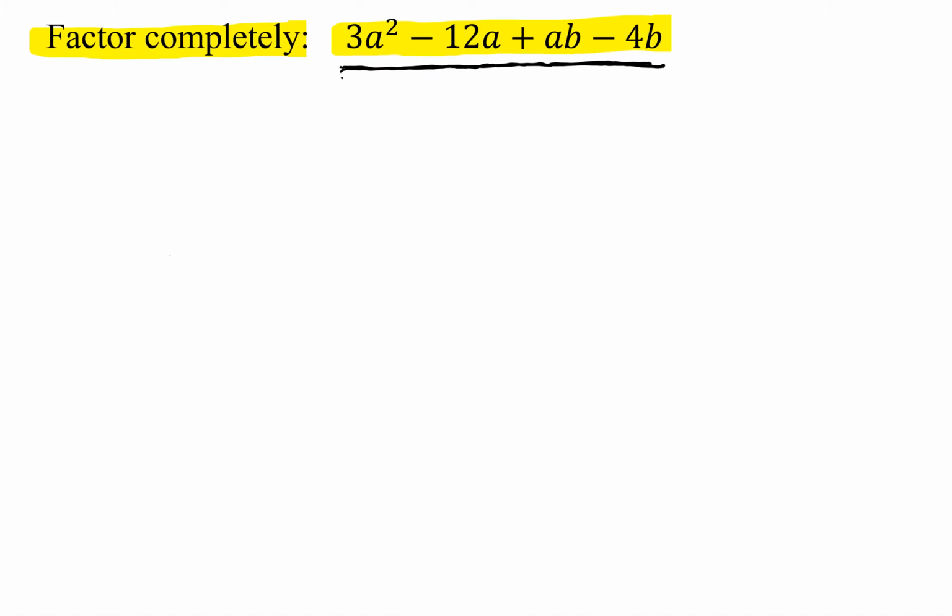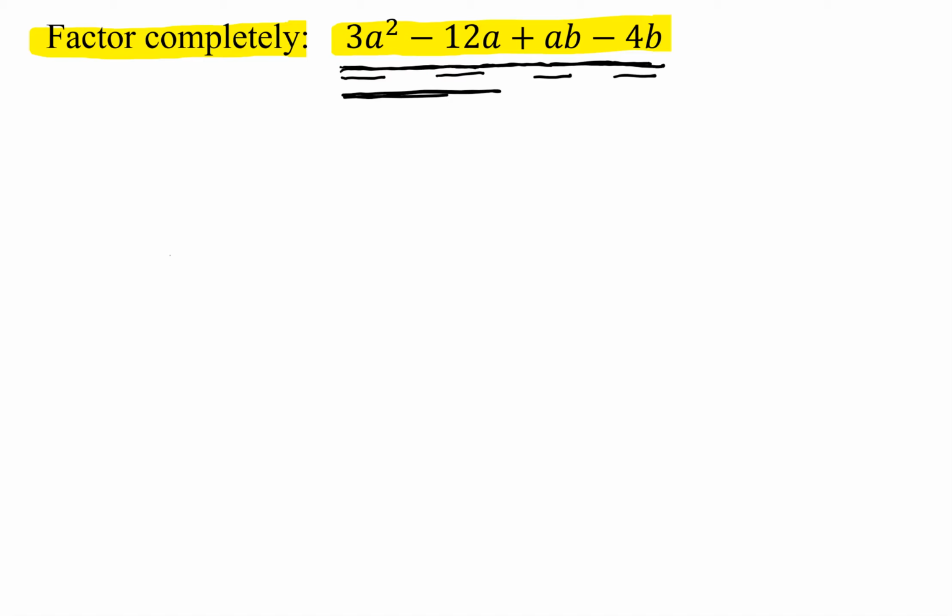So looking at the numbers, I have a 3, a negative 12, a 1, and a negative 4. So there are no numerical common factors. All the terms do not have A's or B's, so there is no common factor for the whole polynomial. So I'm going to factor by grouping.